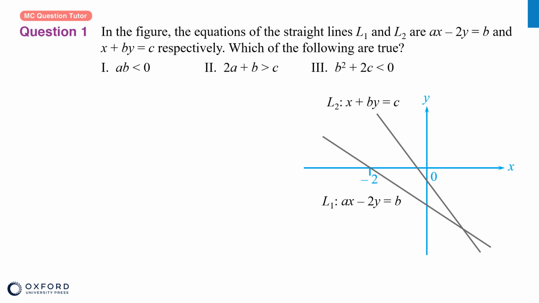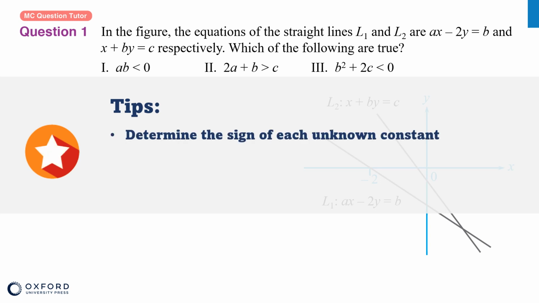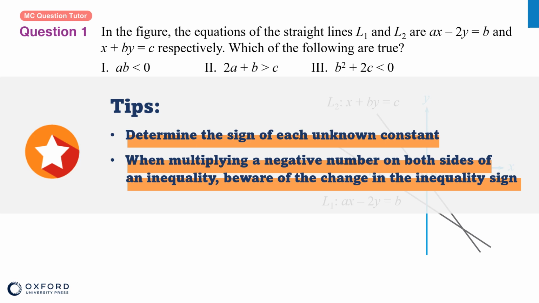There are two tips for dealing with inequalities with unknown constants. First, we need to determine the sign of each unknown constant. And if we are multiplying a negative number on both sides of an inequality, we need to beware of the change in the inequality sign.